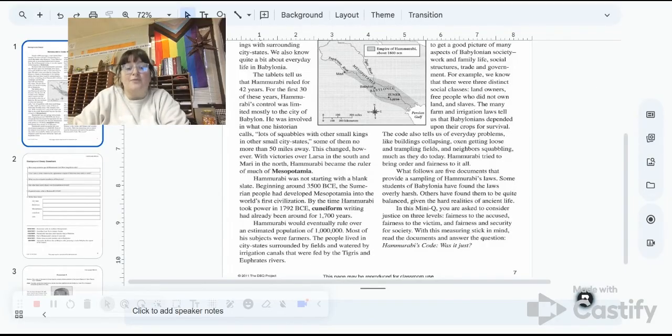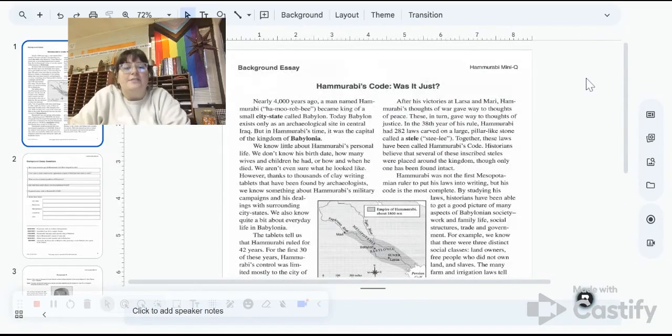Most of his subjects were farmers. The people lived in city-states surrounded by fields and watered by irrigation canals that were fed by the Tigris and Euphrates rivers. After his victories at Larsa and Mari, Hammurabi's thoughts of war gave way to thoughts of peace. These in turn gave way to thoughts of justice.